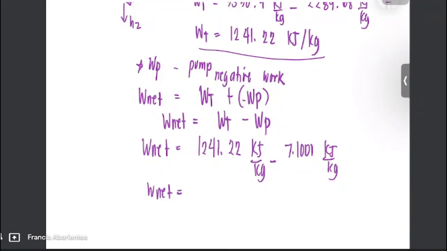Ano na po yung work net natin? Ayan. Yung net work. What is now your answer, class? 834.12 kilojoules per kilogram. Okay. After that, we need to find the heat added at the boiler.